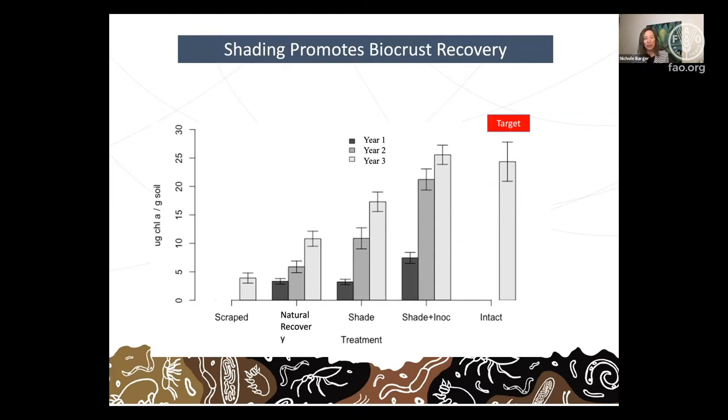What we do know is that when we shade the soil surface, in addition to inoculating, we are able to reach our targets. This illustrates that when you look at that far right intact column and compare it to shading plus inoculating, after 3 years we're able to really regrow a biocrust in the field.